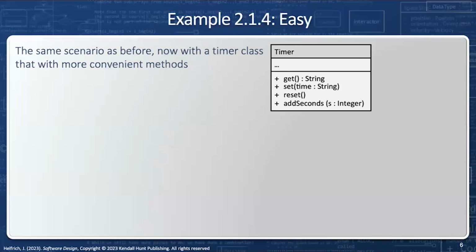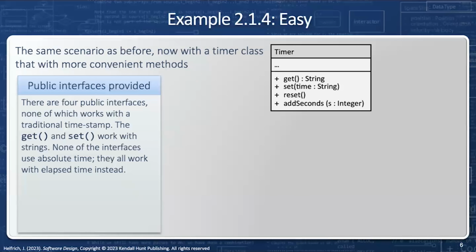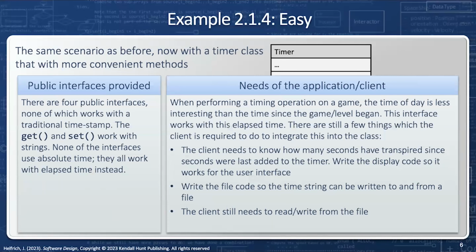All right, now we have the same scenario before. Now the timer class with more convenient methods. I'm going to get and set, but I'm also going to reset and add seconds. And that is more in the context of what the client needs. So these 4 public interfaces, none of which work with a timestamp. The get and set work with strings, and none of the interfaces use absolute time. They all use elapsed time instead. When performing a time operation in the game, the time of day is less interesting than the time since the level began, and these interfaces work with elapsed time, not absolute time.